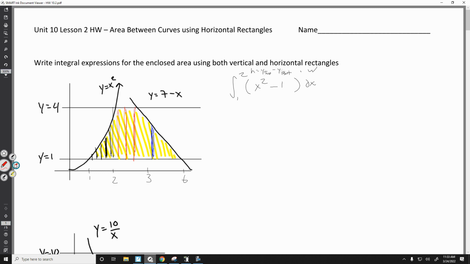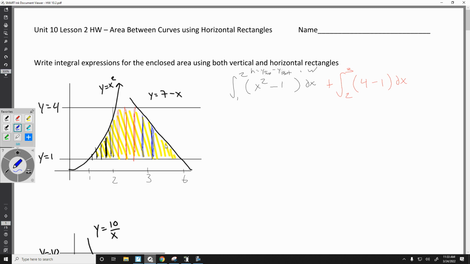Then my red rectangle, I'm going from 2 to 3, but the top minus the bottom is y equals 4 minus y equals 1. And then I need my blue rectangle. From 3 to 6, this 3 is not located in a spot based on the graph. From 3 to 6, where the top is 7 minus x, and the bottom is 1. So 3 different tops.